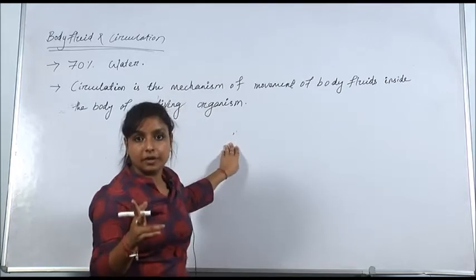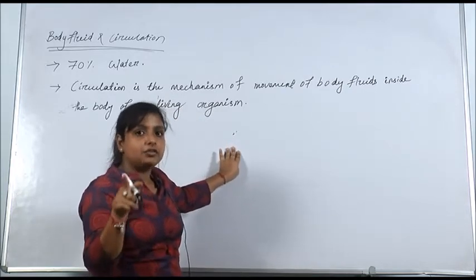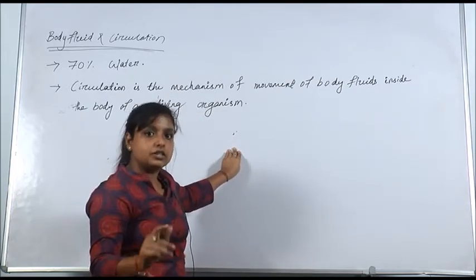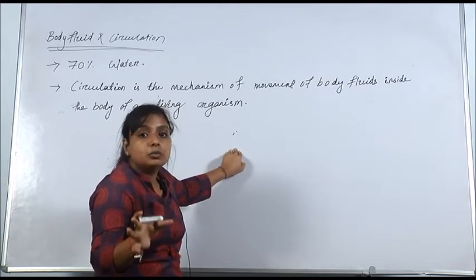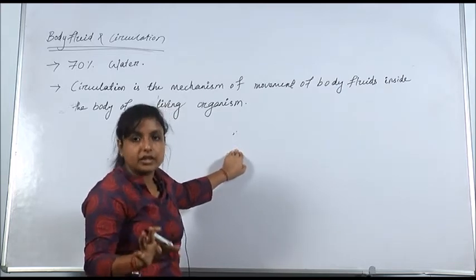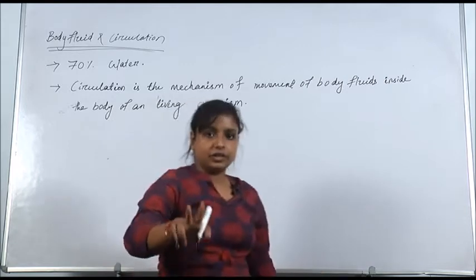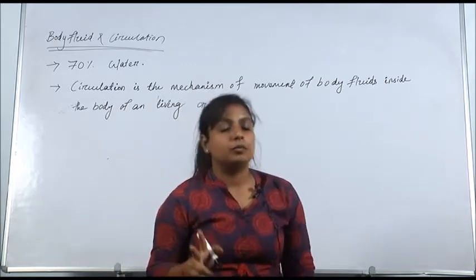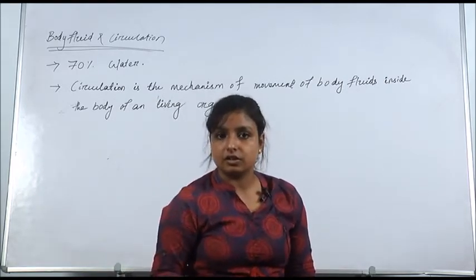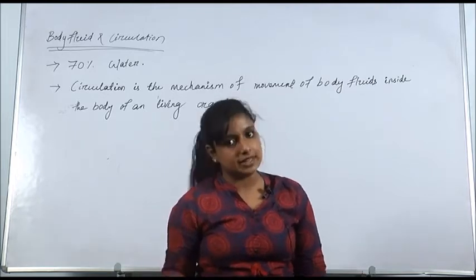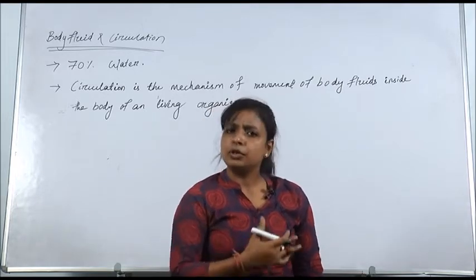Circulation can be of two types depending on how the movement of extracellular fluid is taking place. As I have already said, body fluids are of two types, intracellular and extracellular. Intracellular means it is present inside the cells, so it will be common to all living organisms.